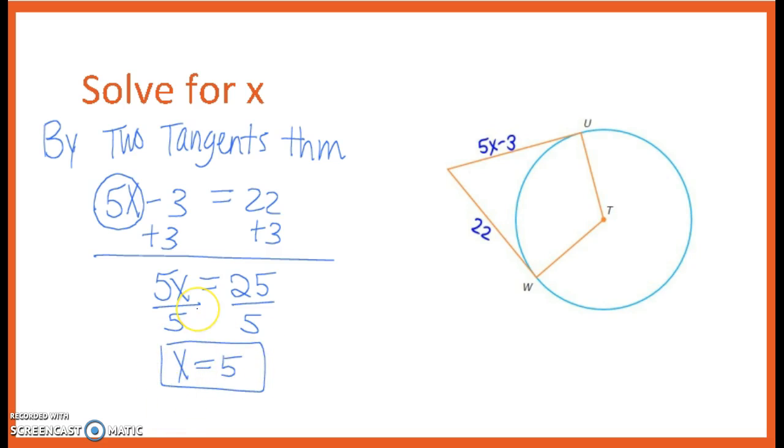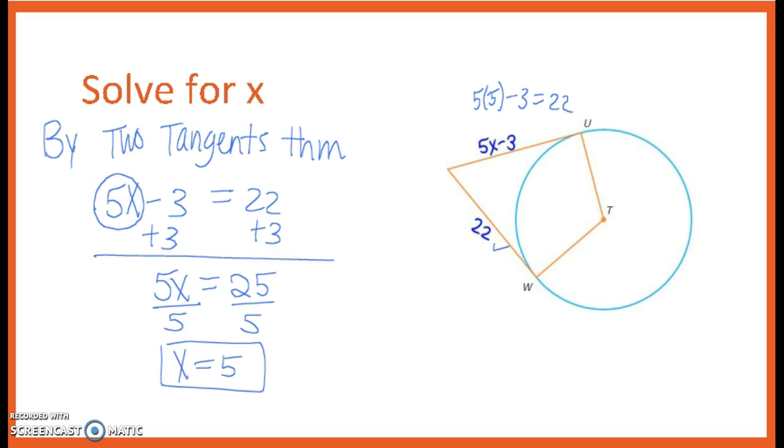Again, we can plug that back in just to verify we solved it correctly. So 5 times 5 is 25, minus 3 is 22, and that's what our other tangent segment equaled. So we know that we solved correctly.